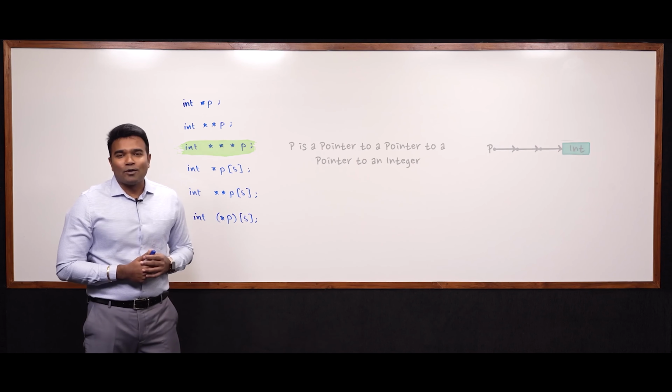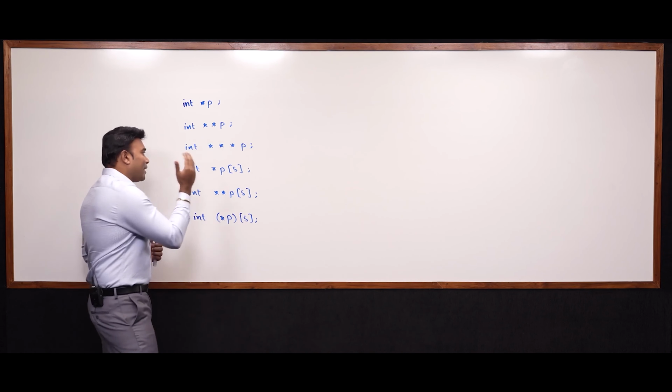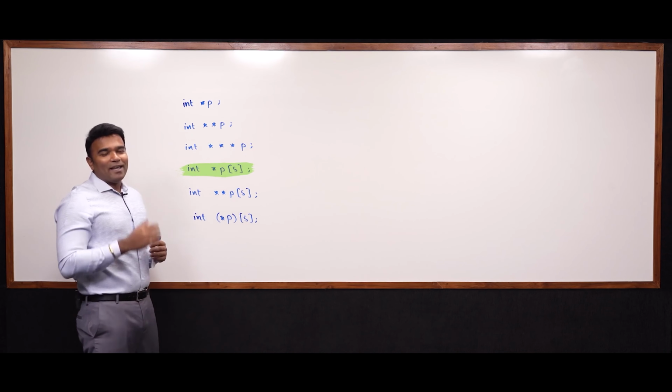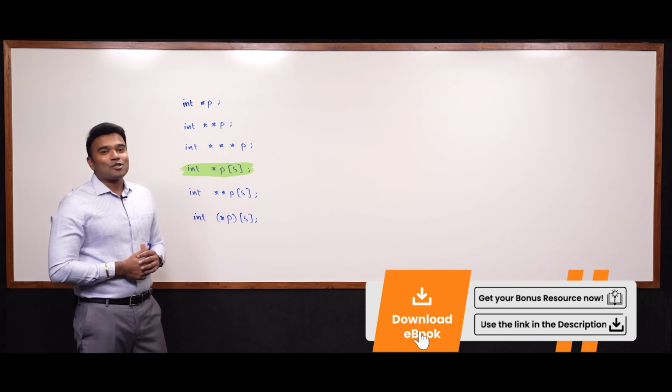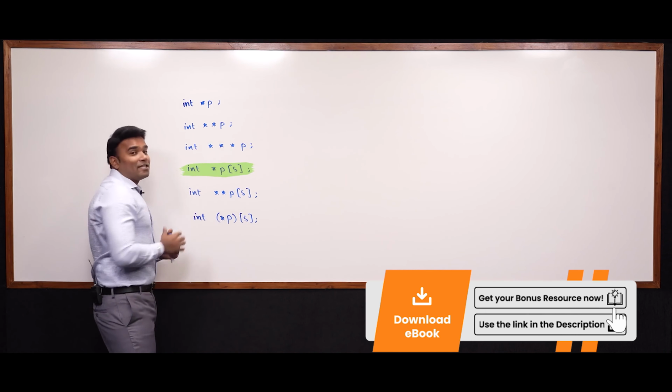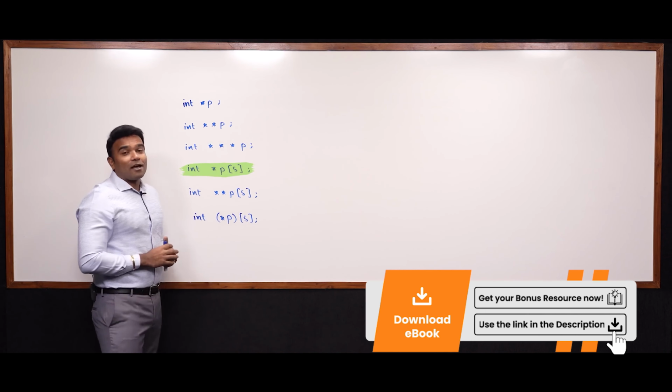But then, what about the next one? How do you really read this? Well, going by your style, I think most of you would have read this as int star p of 5. Now, pause for a moment. Forget about my technique. Think about your own technique. If at all you are reading this statement as int star p of 5, then it is for you to tell me how the memory map would look.